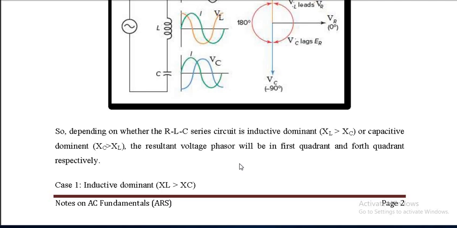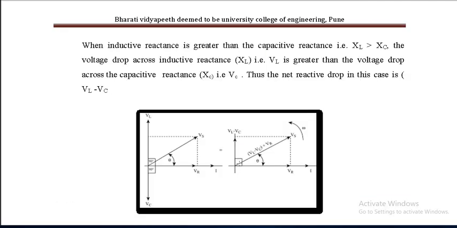Okay, so let us consider one case at a time. To start with, the very first case, that is inductive reactance is greater than capacitive reactance. Okay, in this case you can see over here, when inductive reactance is greater than capacitive reactance, you can see in this diagram over here.